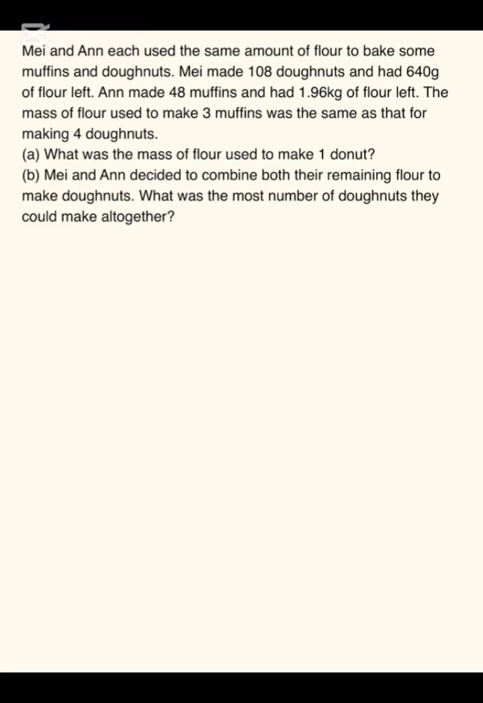So, can you solve it? Pause the video to try and solve it on your own, then continue this video to see how I solve it. So we know that Mei and Ann each use the same amount of flour to bake some muffins and donuts. So let's start with the model.